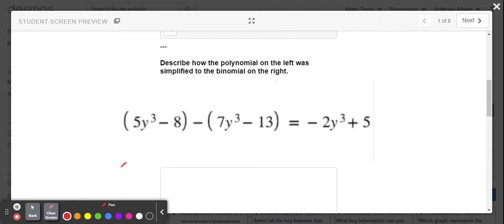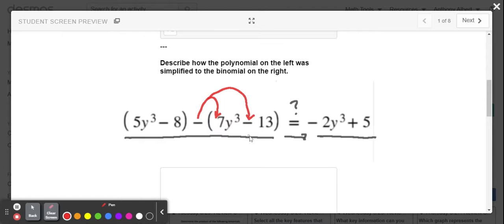Problem number 2 says to describe how the polynomial on the left was simplified to the binomial on the right. So right here, this polynomial, how did we get to this binomial? And so we're just going to describe that in words. For everyone that paid attention to the last problem, it's the same thing. Yes, we have subtraction. And remember, when we have subtraction between two polynomials, we have to distribute the subtraction sign in order to be able to combine and remove the parentheses.